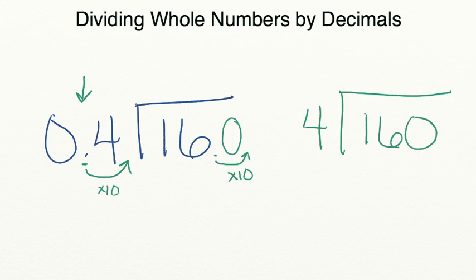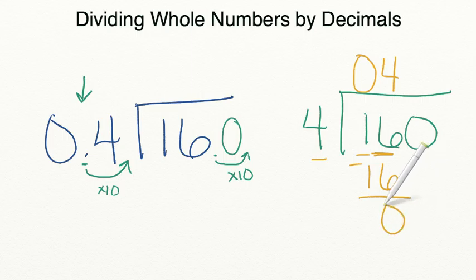Now we have a completely new problem to complete. How many times can 4 go into 1? Since 4 is greater than 1, we put a 0 as a placeholder and move on to our next place value. 4 can go into 16 4 whole times. 4 times 4 equals 16, and when I subtract out, that gives me 0. Now I have to bring down my last place value.